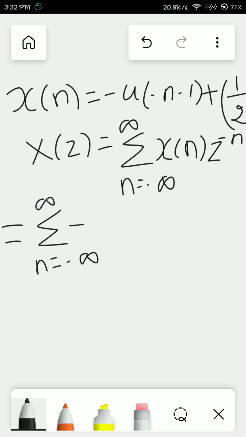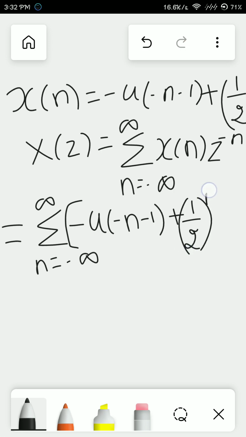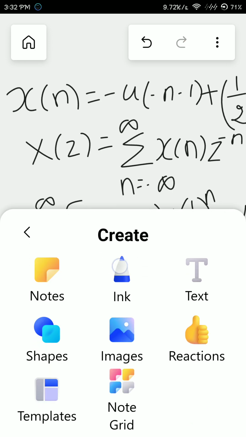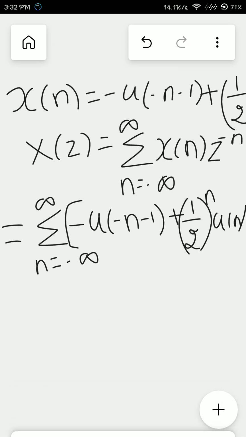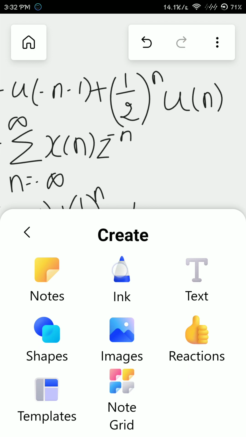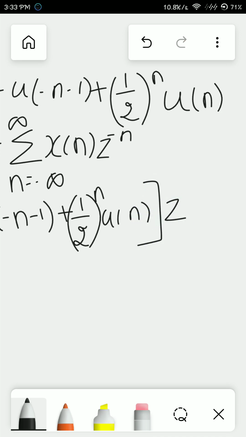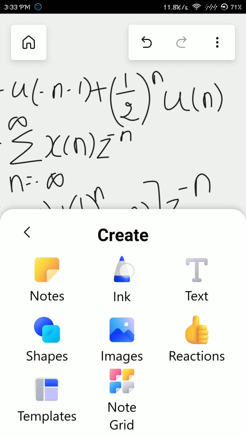So you are going to get, in brackets, minus u of minus n minus 1, plus half to the power of n into u of n, that whole thing multiplied by z to the power of minus n.